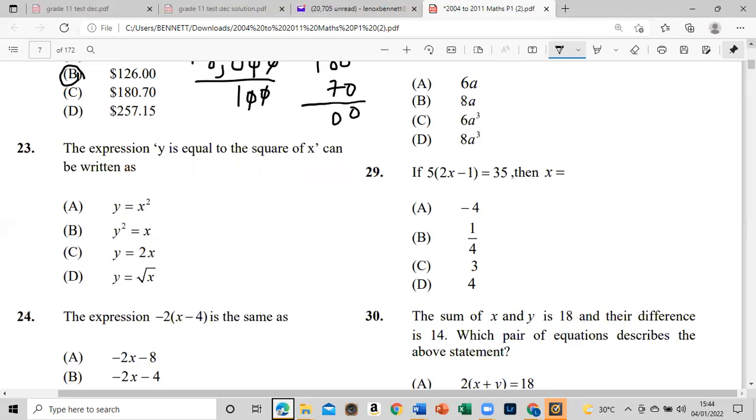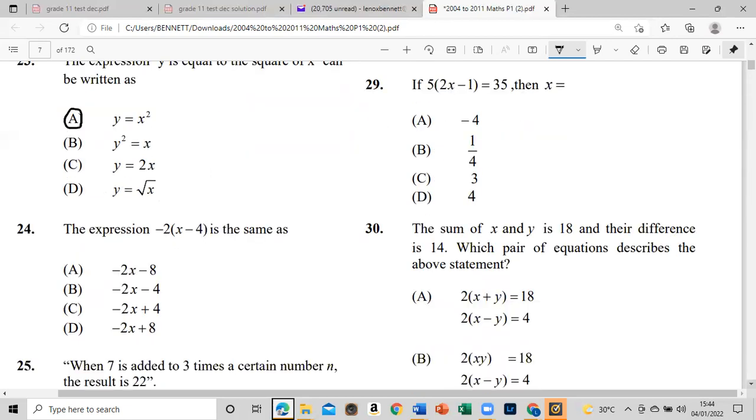All right, 23. The expression y is equal to the square of x can be written as y is equal to the square. Oh, the square. So that is, you can say, square. Square, right? Square. If it was square root, it would have been this. All right. Read the questions very carefully now, guys.